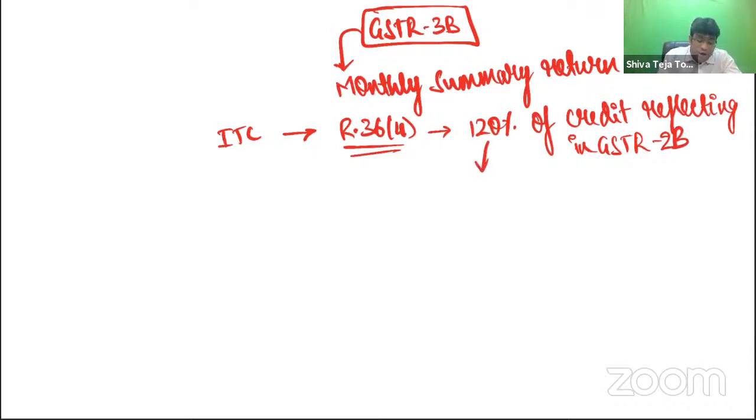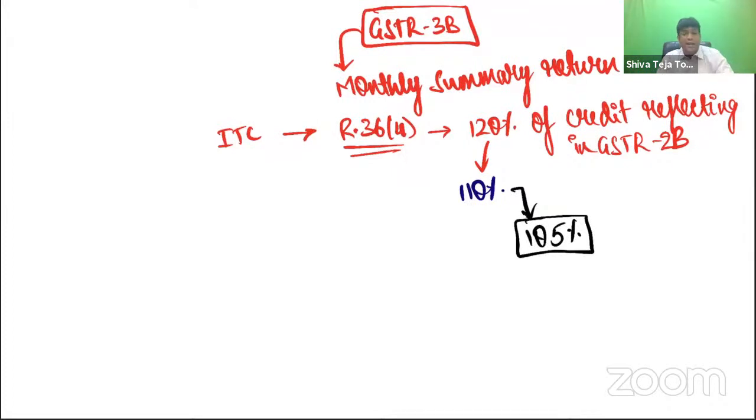Later on, this 120% was reduced to 110%. I already told you this point, but I'm repeating it so that you recollect it. And I also told you that this 110% has recently become 105%. In January 2021, they reduced this 110% to 105%. So the credit we can claim as per law, strictly speaking, is only 105% of the credit reflecting in 2B.